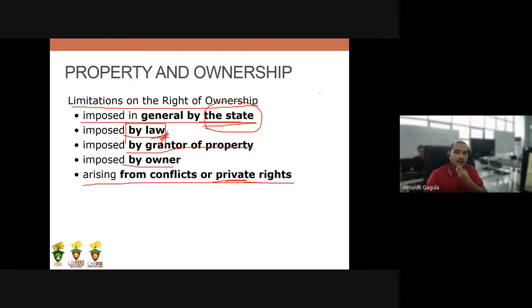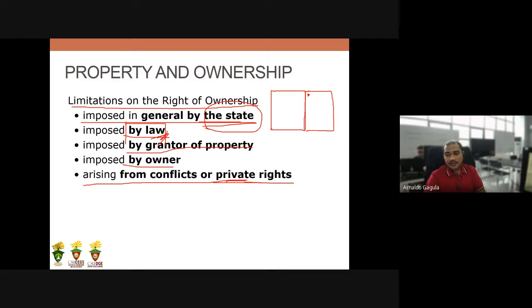Let's say, nag-fence yung adjoining owner kay nag-fence siya. Nag-fence siya, tapos naa diri ha, na portion. Diri mo ang portion of land. Then, wala nimo defense, no? Pero, let's say, mangga, ilid sa imong property. Arising from conflicts of private rights.